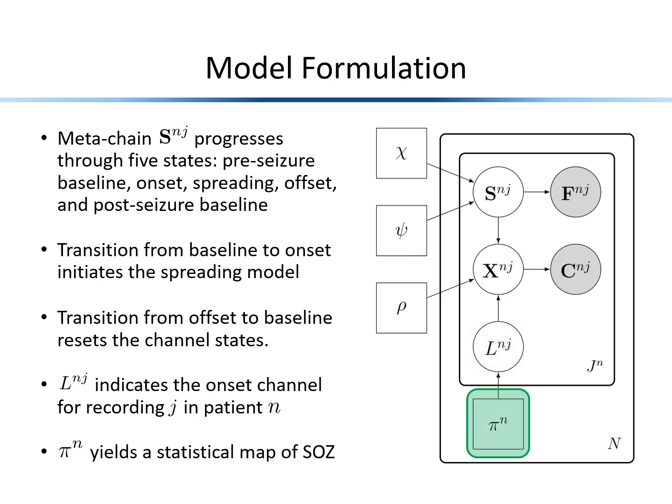And then the way that we get a fused estimate for a patient is through that prior on L. Across all recordings, pi gives us the statistical characteristics of the likely onset zones.